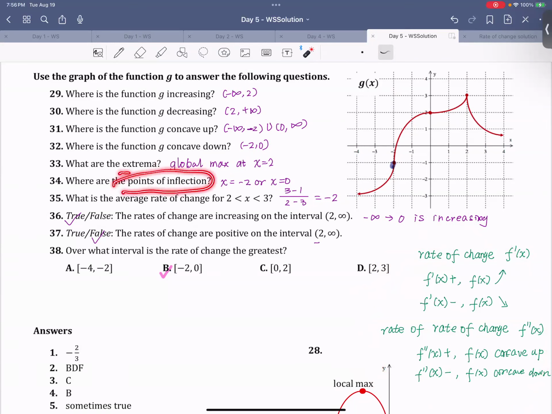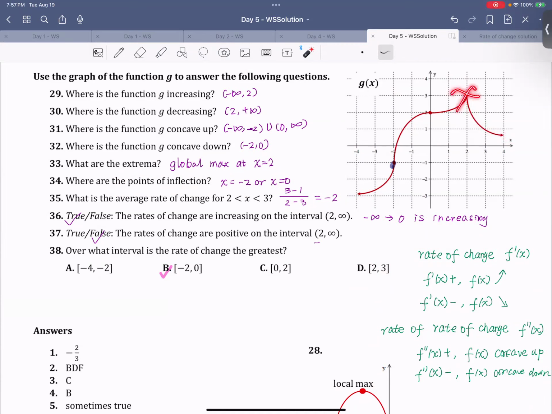Now, a point of inflection is where you switch from concave up to concave down, or from concave down to concave up. So you have here concave down. You have here concave up. So this is another inflection point. You have two. Some people say this is also an inflection point. You have to check. This is concave up, this is concave down. No, this is concave up. So that is not an inflection point.